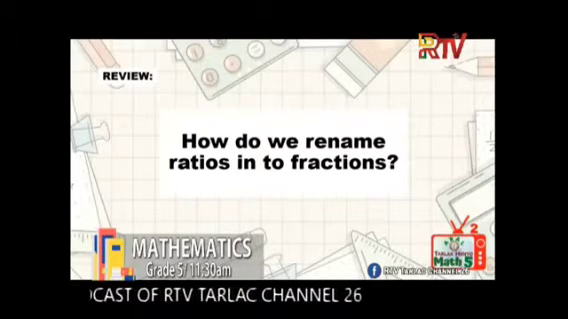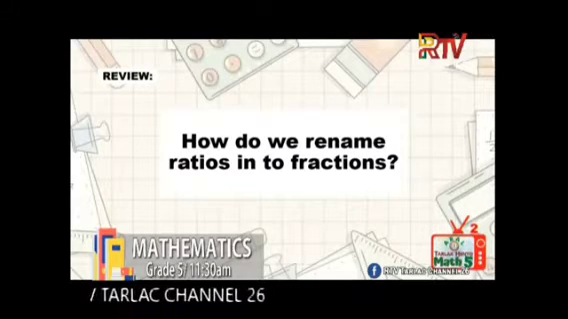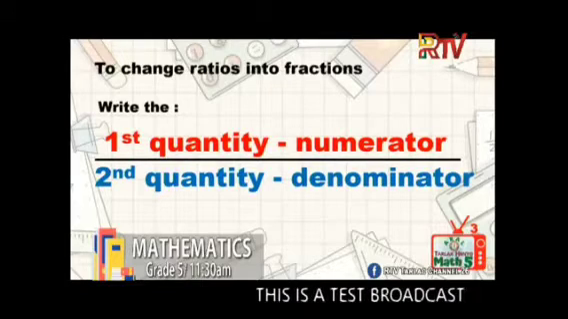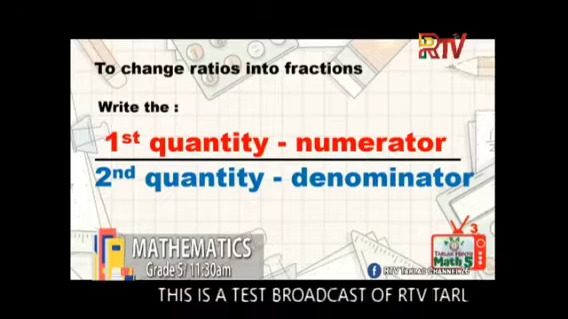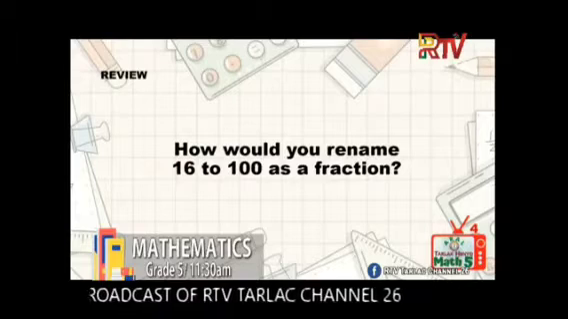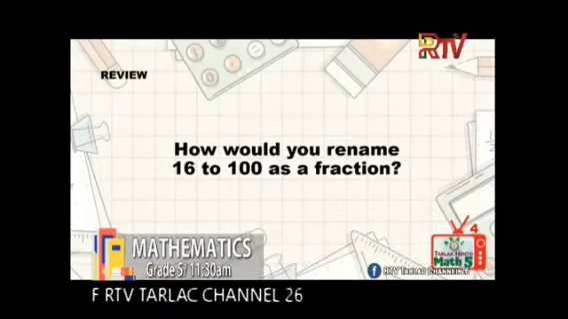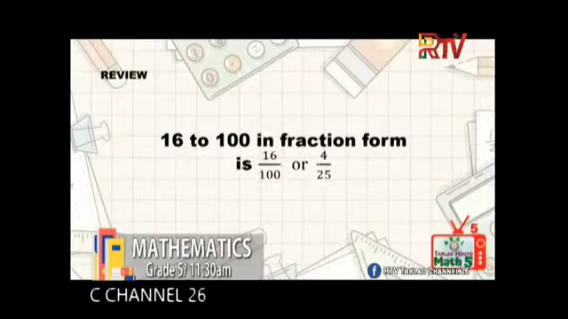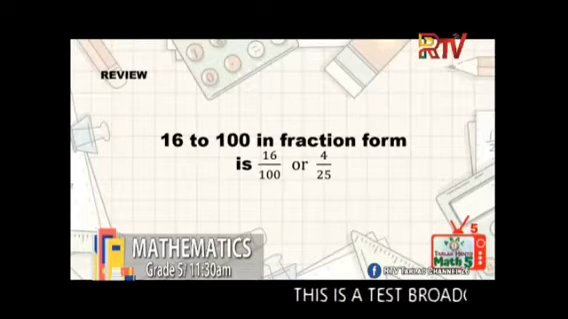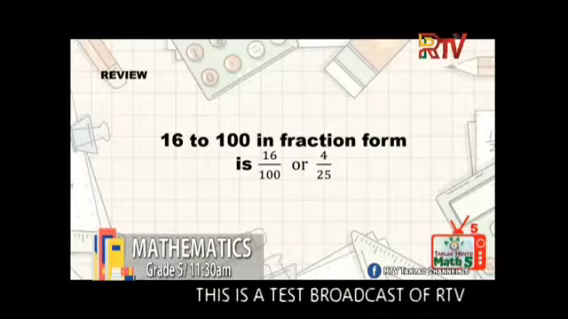Correct. To express ratios in fraction form, write the first quantity as the numerator and the second quantity as the denominator. Then, express in lowest terms. Well, how do you rename 16 to 100 as fractions? You are right. 16 to 100 in fraction form is 16 over 100. This is read as 16 hundredths or 4 over 25 in lowest terms.